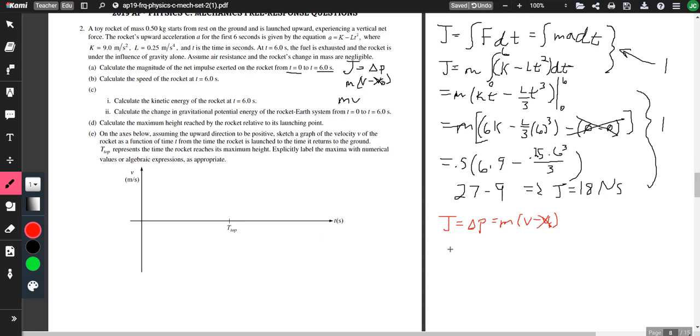Solving this, I end up getting 18 equals 0.5 times V. Divide both sides by 0.5, and we end up having V equal to 36. So what this really means is that to get A and B, one of those questions had to include integrals.